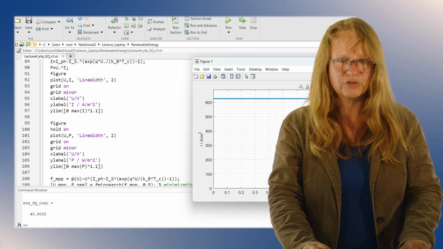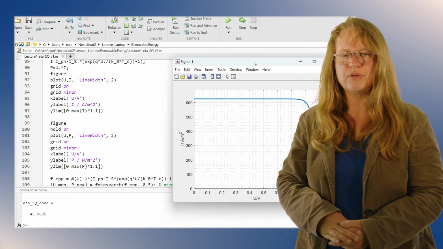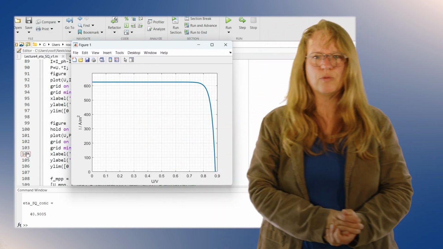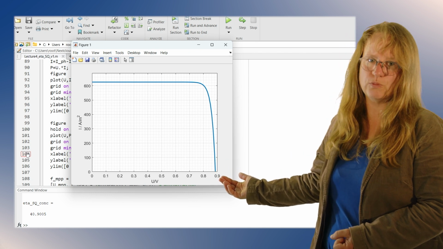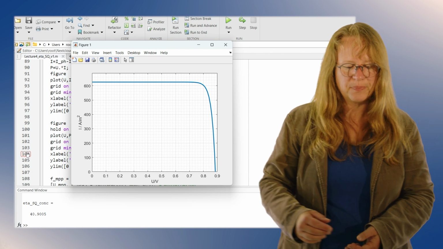So this is the plot that comes up. We have here the current, and the current is around 600 amps per meter squared. And here we have the open circuit voltage, which is a bit less than 0.9 volts in this case here.